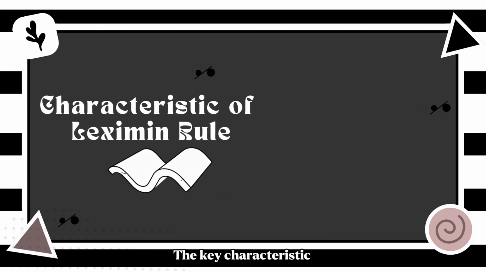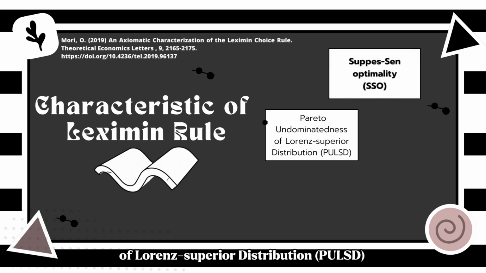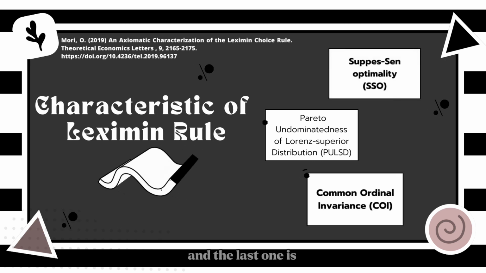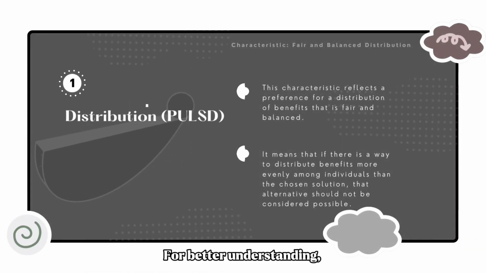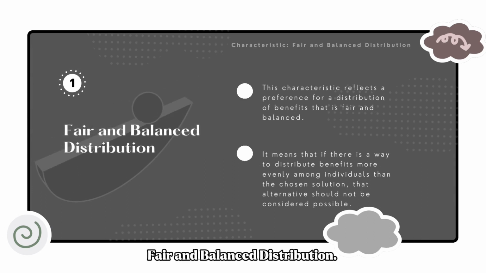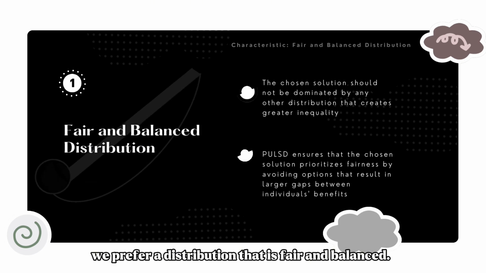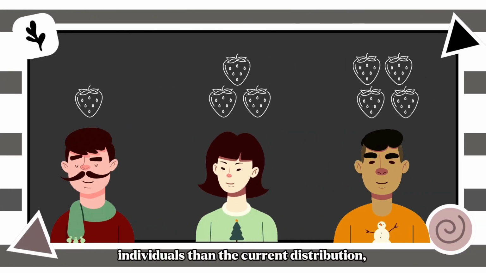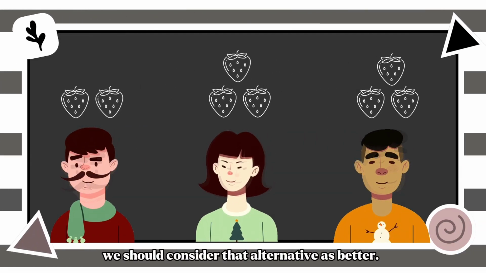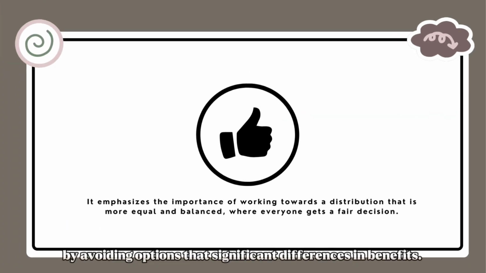The key characteristics of the Leximin rule include Pareto undominatedness of Lorenz superior distribution (PULSD), sub-Pareto optimality (SSO), and the last one is common ordinal invariance (COI). For better understanding, the first characteristic is known as fair and balanced distribution. When distributing benefits or resources among people, we prefer a distribution that is fair and balanced. If there is a way to divide the benefits more equally among individuals than the current distribution, we should consider that alternative as better. PULSD ensures that we prioritize fairness by avoiding options with significant differences in benefits.